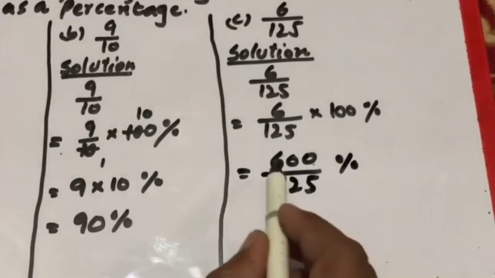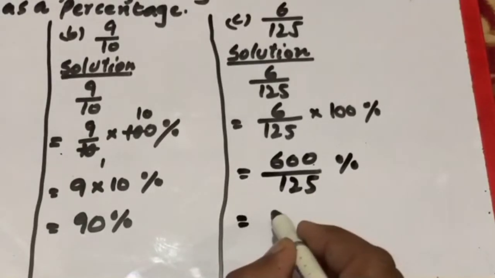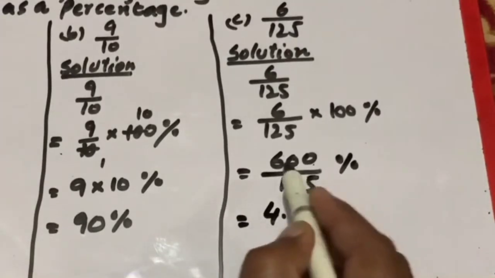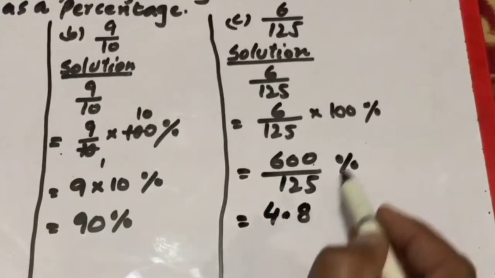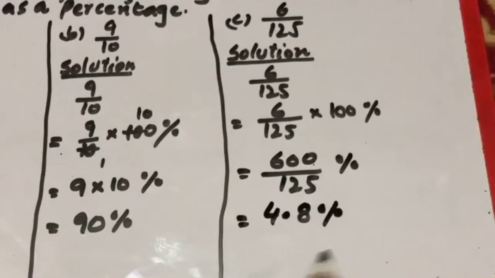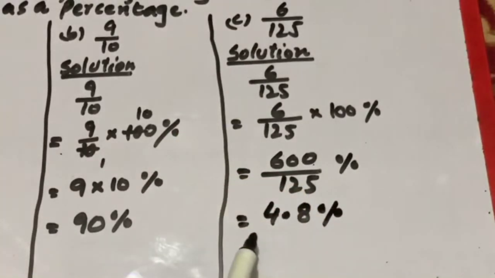Now if we divide 600 by 125, then we will have 4.8. The percent symbol will be written as it is. So 6 over 125 can be written as a percentage as 4.8%. In this way you can solve the remaining parts of question number 3.